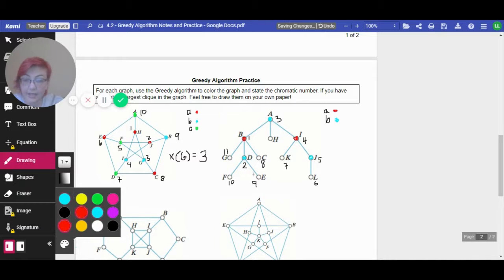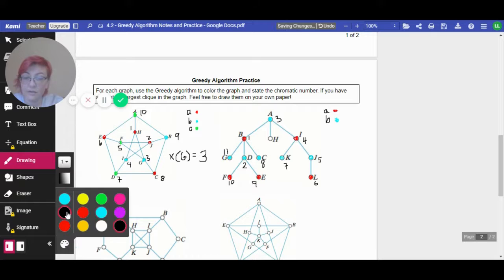6 can be A. Remember, anytime it can be A, it's A. 7 cannot be A, so B. 8 cannot be A, but it can be B. 9 can be A. 10 can be A. 11 cannot, but it can be B.